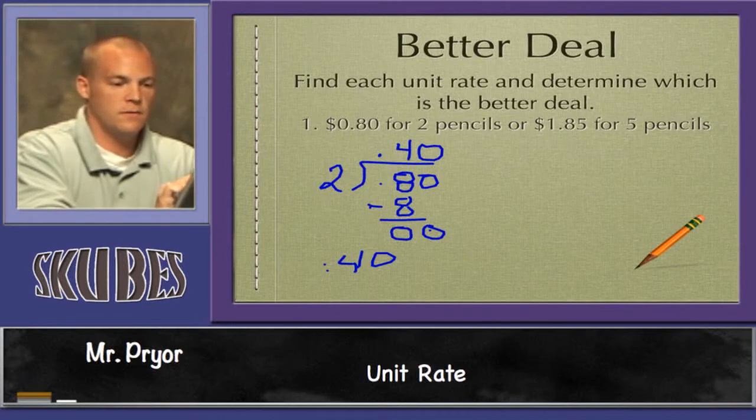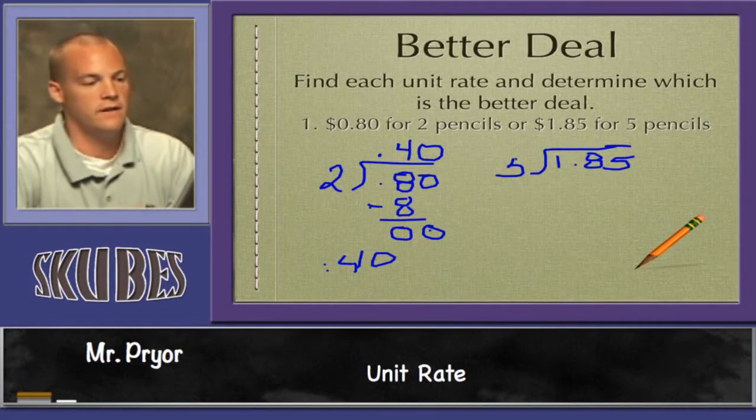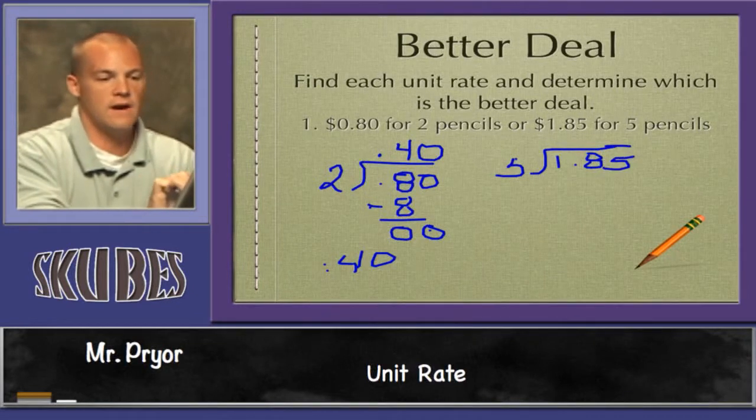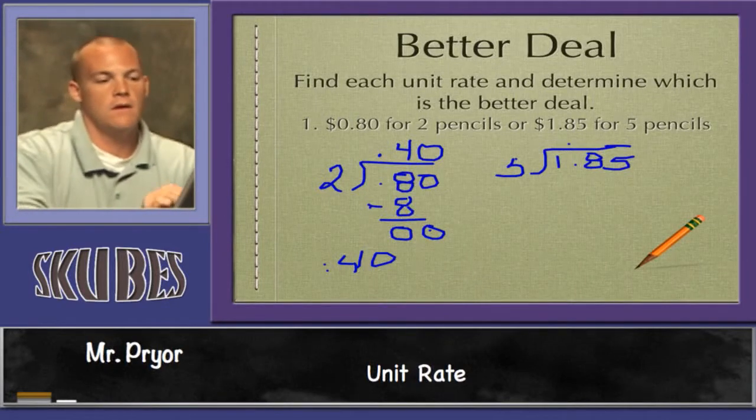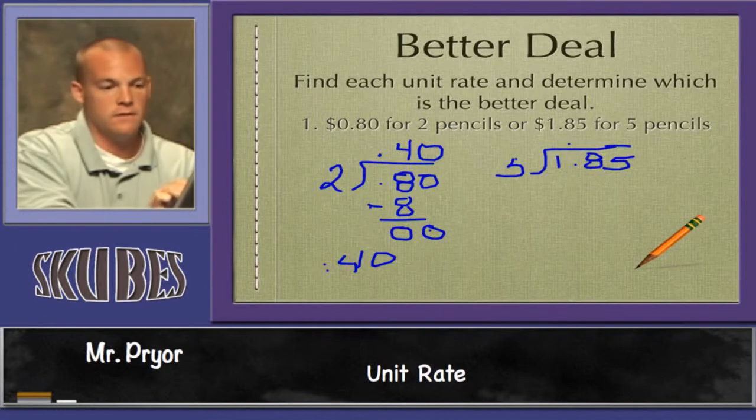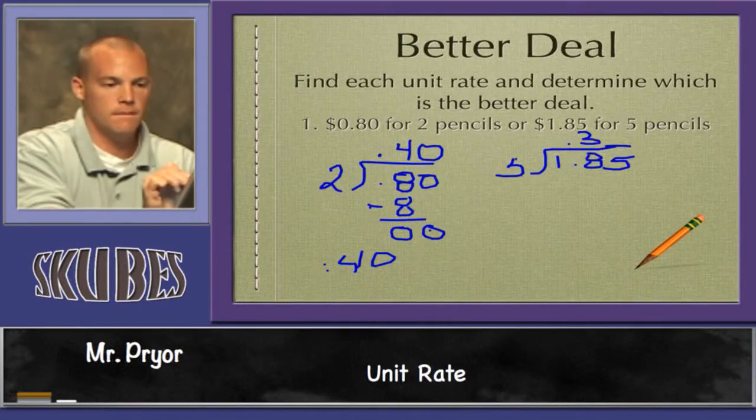The second problem will be 5 into $1.85. This time you probably can't do that in your head, so you're going to have to go ahead and divide it out. 5 into 18. Don't forget to move your decimal straight up. 5 can't go into 1, but it can go into 18. So we're going to divide 5 into 18, which is 3.